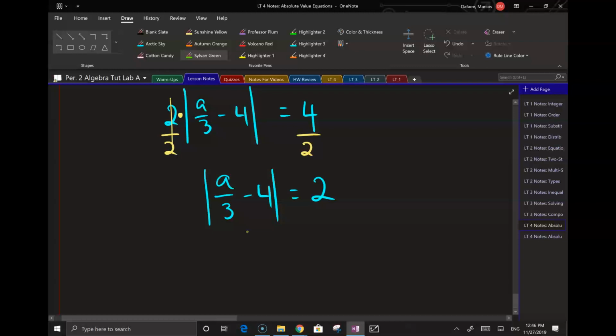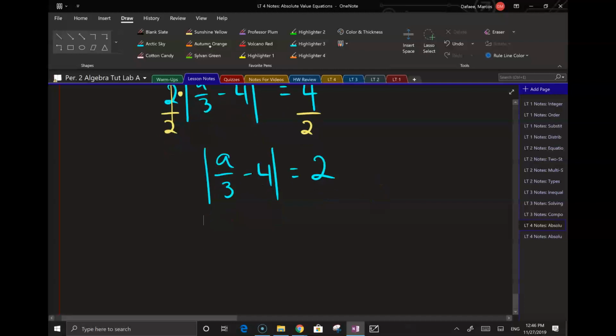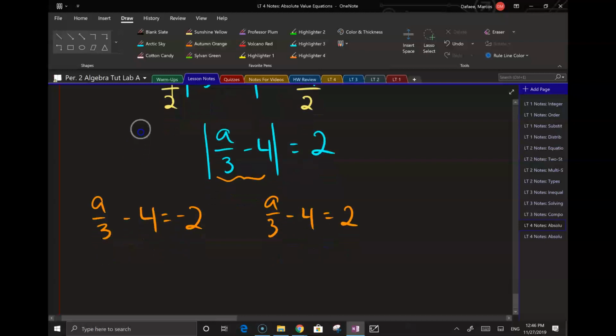2 units from 0. So that would be, if you're at 0 and you move 2 units to the right, you would end up at a positive 2. And if you were at 0 and you moved 2 units to the left, you would end up at a negative 2. So those are the 2 focus values. So what we do now is we take the contents, which are in here, and we build our equations. And on the right side, so a over 3 minus 4 equals positive 2. And now we solve each one independently.